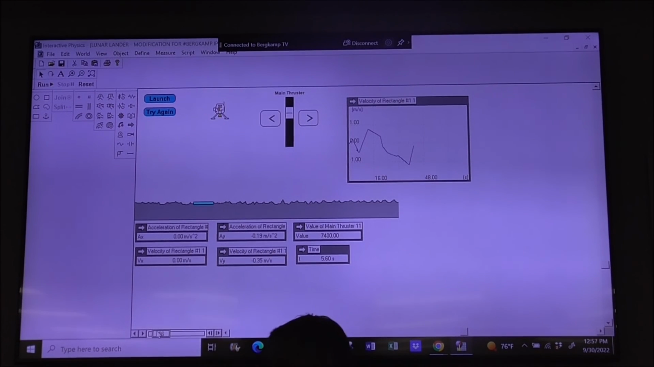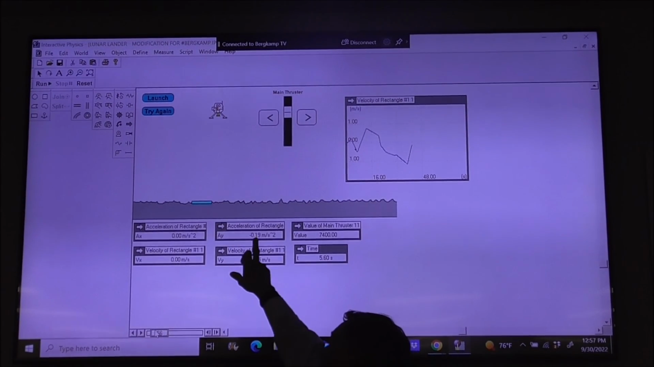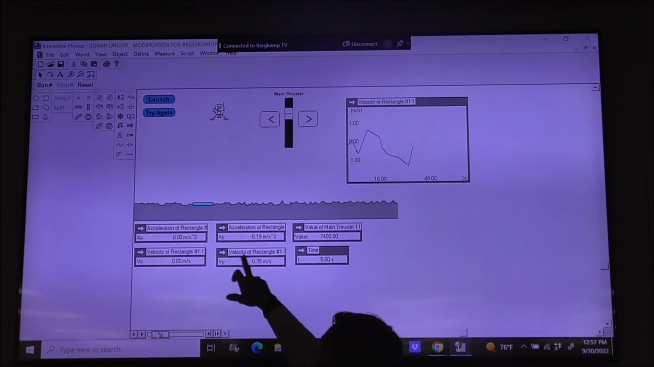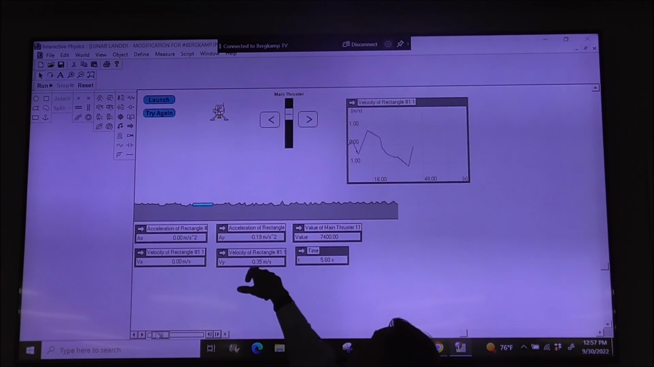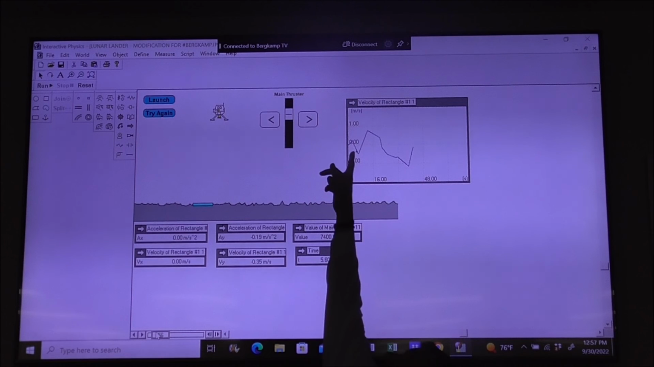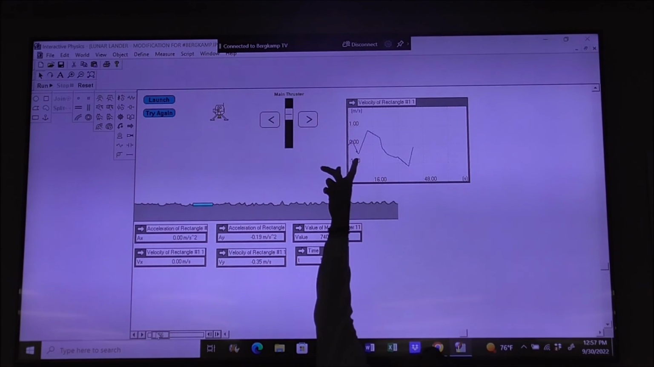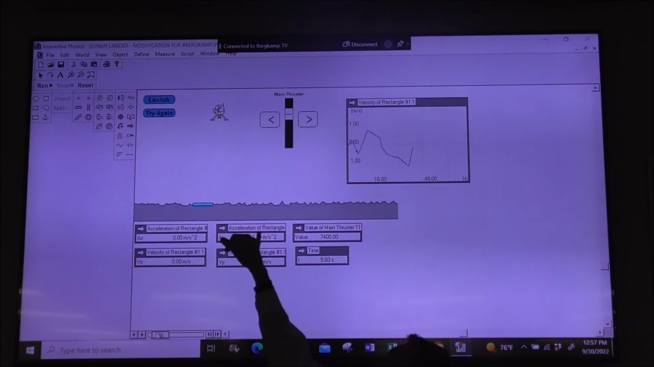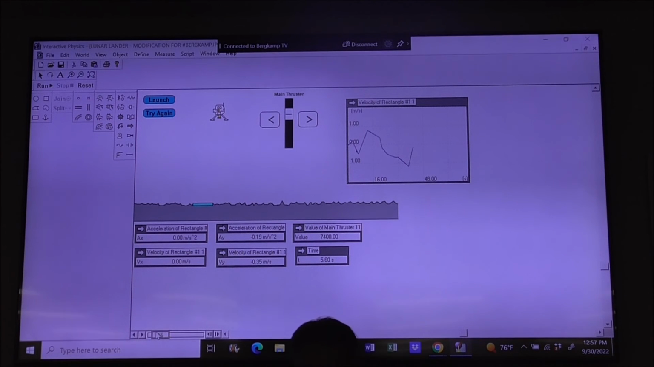And the same rules apply. I've got a negative acceleration and I've got a negative velocity. So I'm right here on this velocity time graph. I have a negative acceleration and I have a negative velocity.